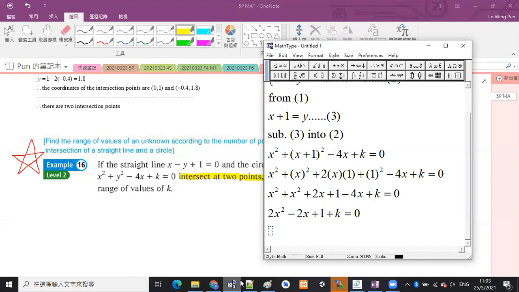Can you follow up to this step? So we are trying to find the intersection point. We just follow the normal steps to find the intersection point.